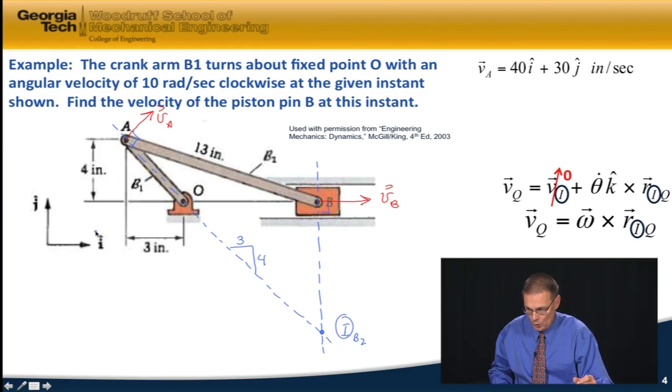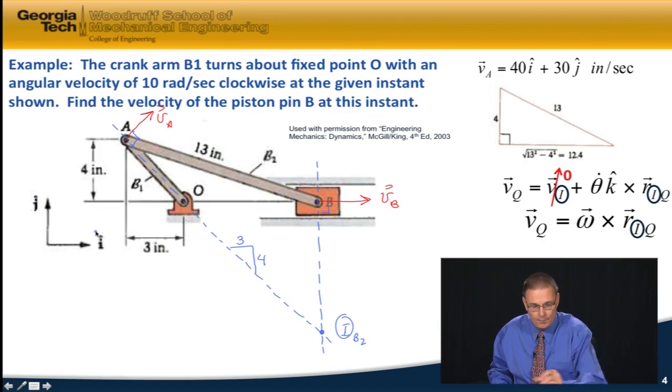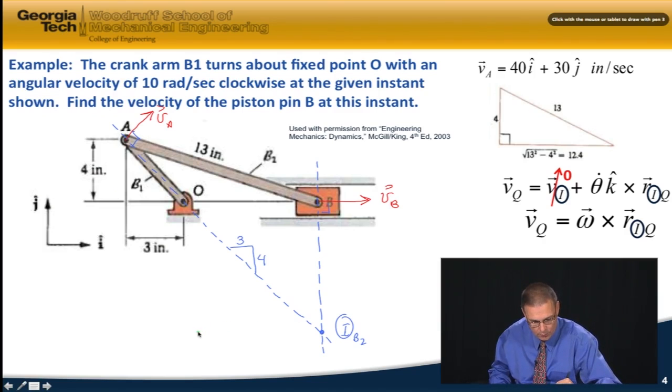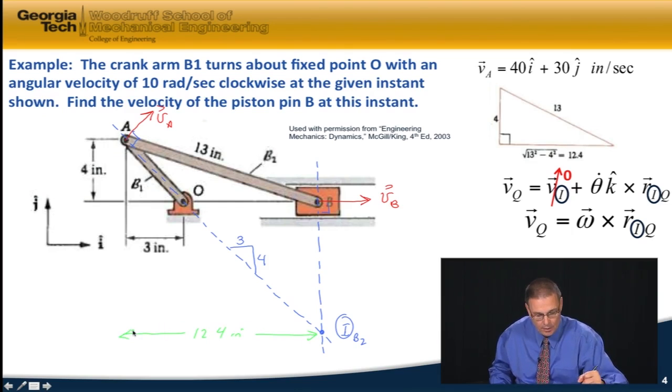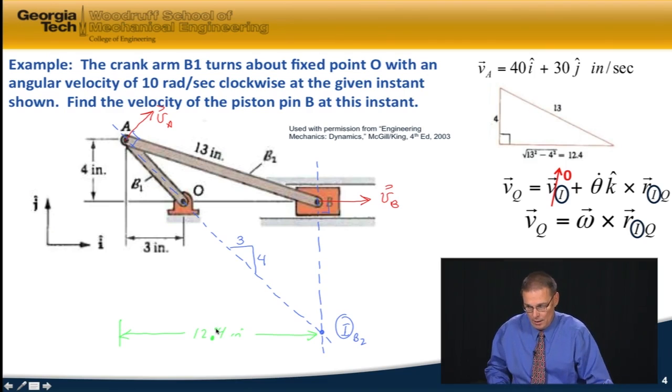We also know that this distance is 12.4. Let's do this in a different color here. So this is 12.4 inches from B over to A. And I therefore know that this distance from O to B is 9.4 inches, because that's minus 3.